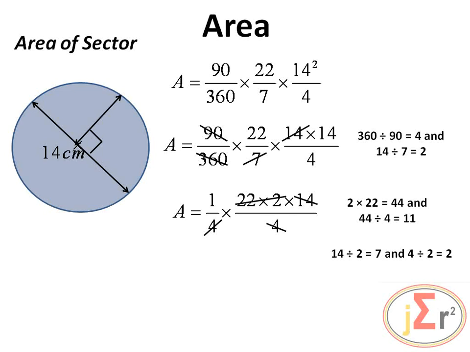We are continuing our reduction. So we have what? 4 here, 14, 2 into 4 is 2, and 2 into 14 is 7. And it reduces quite significantly. So we just have 7 times 11 is 77 to be divided by 2, and we get 38.5 centimeters squared.